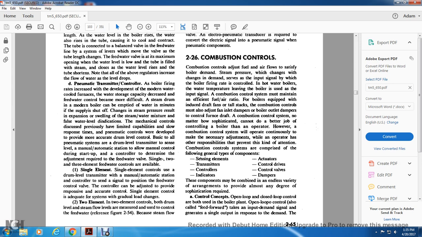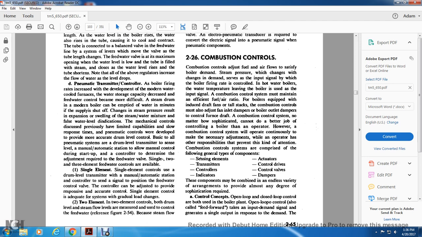The combustion control system maintains an efficient fuel air ratio. For boilers equipped with induced draft fans or tall stacks, the combustion controls must also control the fan inlet dampers or the boiler outlet dampers to control the furnace draft. The combustion control system, no matter how sophisticated, cannot do a better job of controlling the boiler than an operator. However, the combustion control system will operate continuously to make the necessary adjustments, while an operator has other responsibilities that prevent this kind of attention.